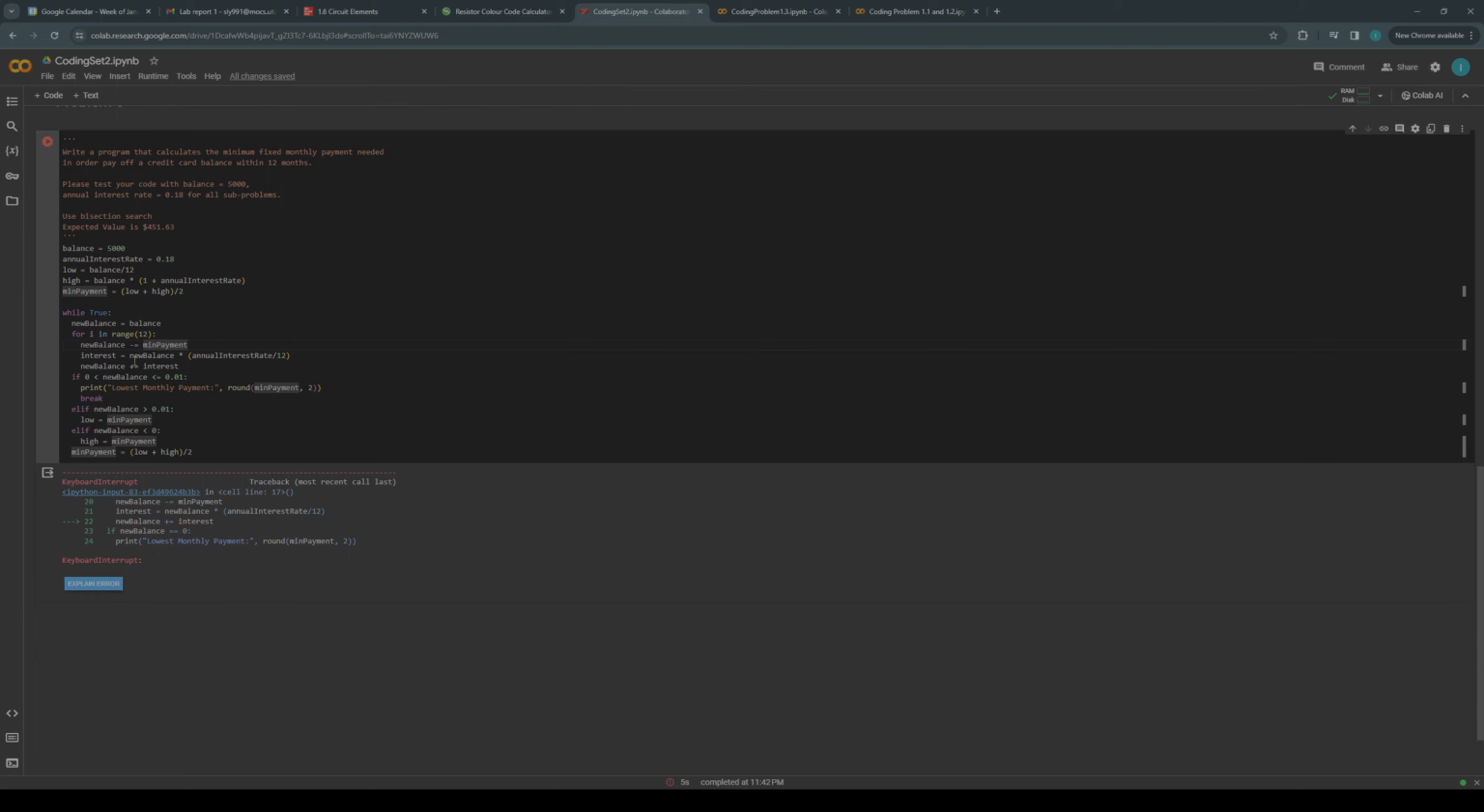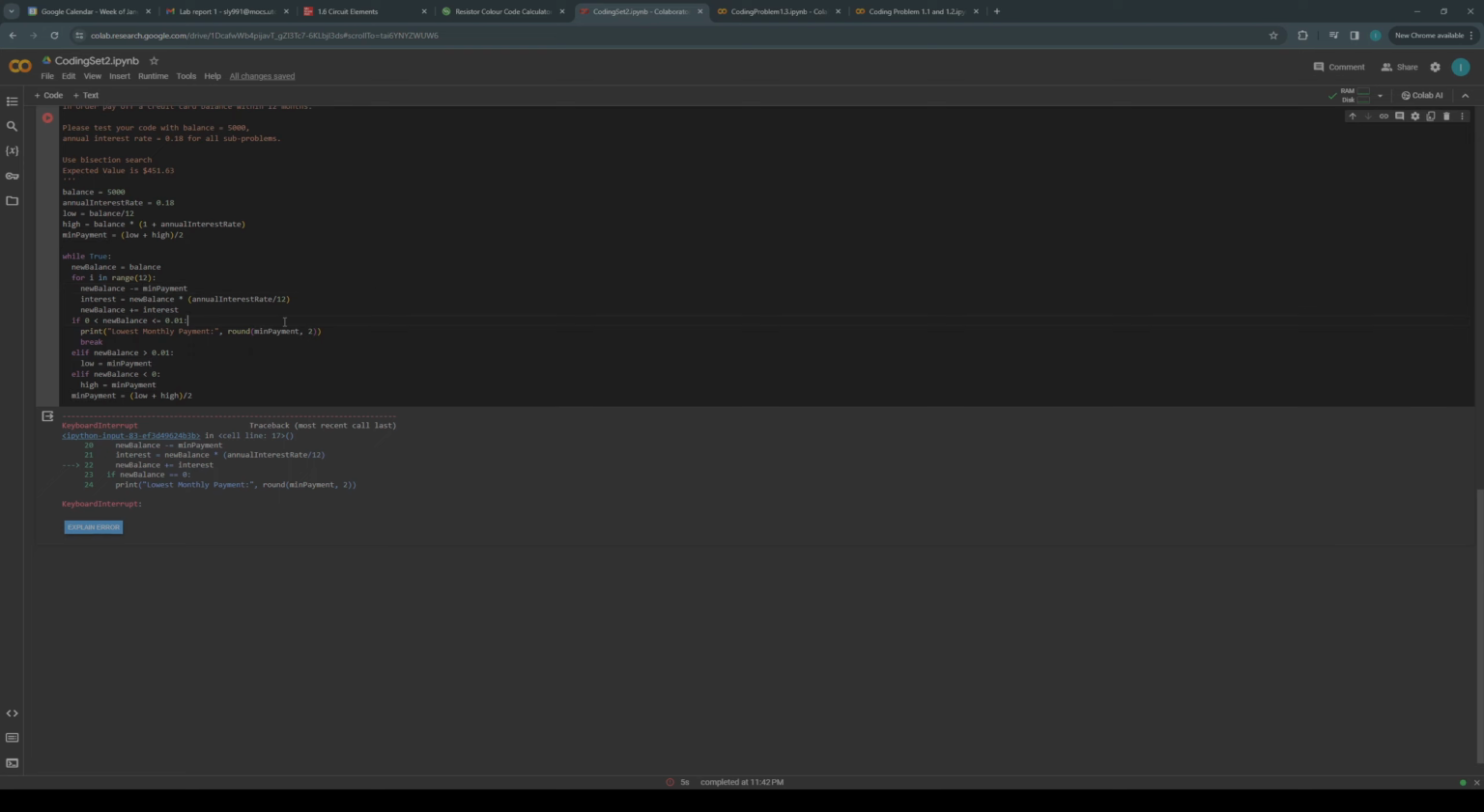I'm getting ahead of myself. We're saying interest is going to be equal to the new balance after you make your minimum payment times the annual interest rate divided by 12. And then we're going to add that interest into the new balance after paying the minimum payment. Now we're going to check if new balance is basically 0. It's between 0 and 0.01.